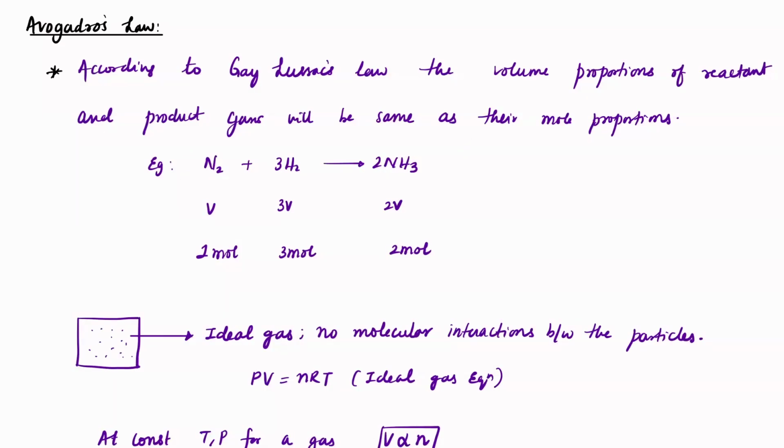Now, as per Gay-Lussac's law, if all three are gases, we can read that equation in terms of volumes as well. That is, 1 volume of nitrogen reacts with 3 volumes of hydrogen to produce 2 volumes of ammonia. So this is the way we can read it. Clear? Okay.